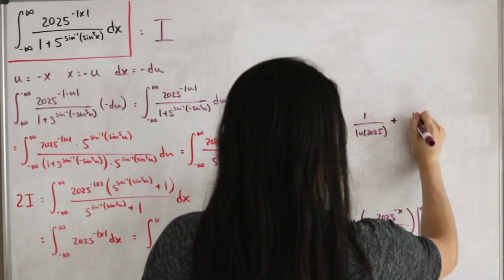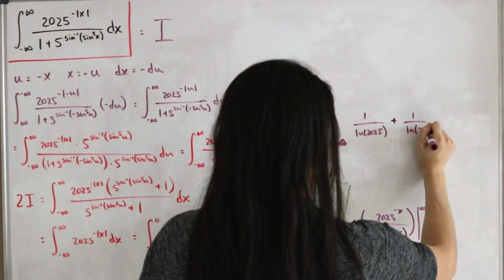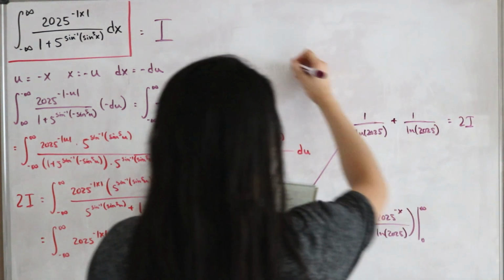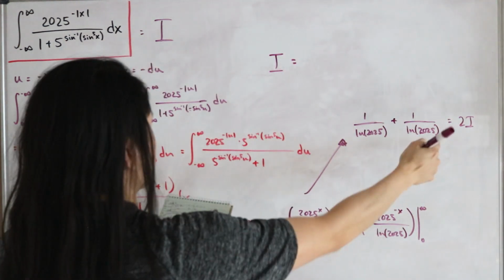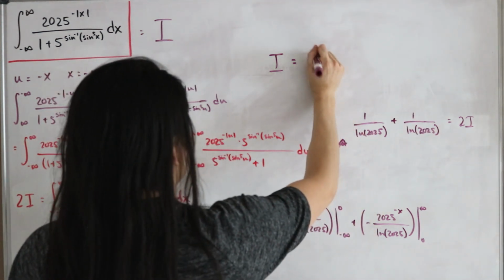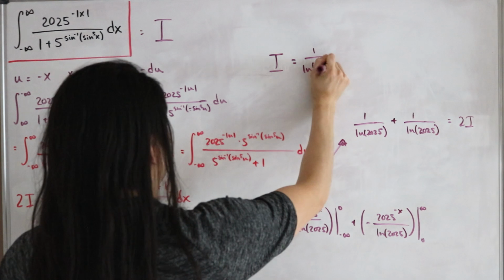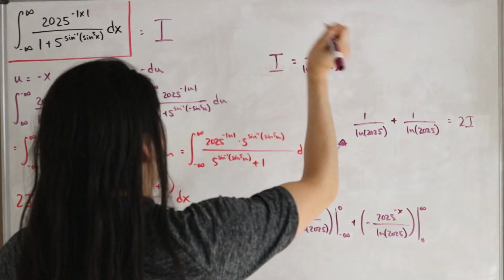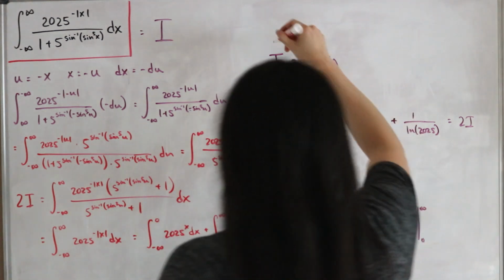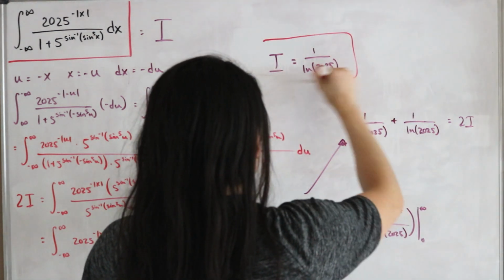So plus 1 divided by ln of 2025, which of course is still going to equal 2I, and therefore you just divide both sides of the equation by 2, then you're going to get that this is simply going to be 1 divided by the natural log of 2025. With that being our final answer to our 2025 integral, as I denoted from earlier.